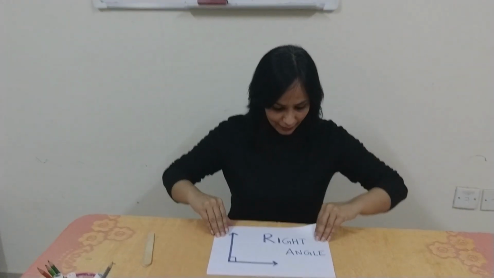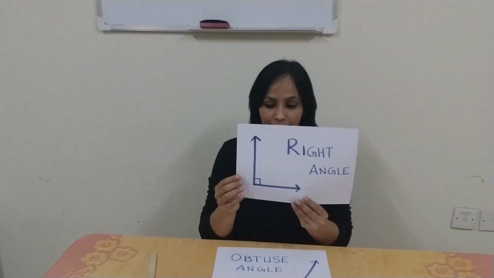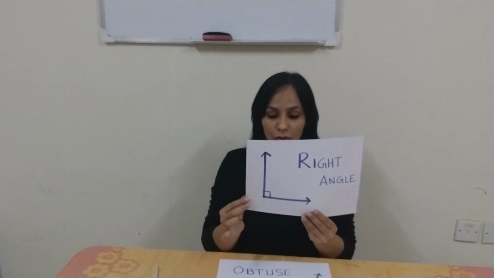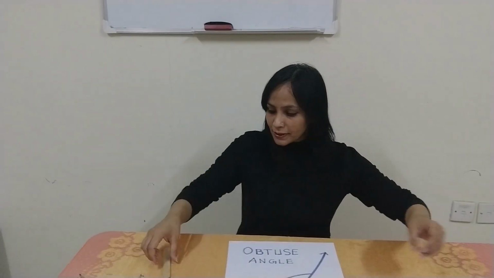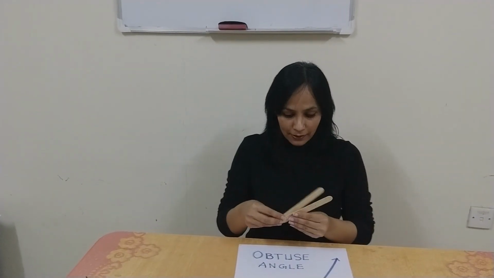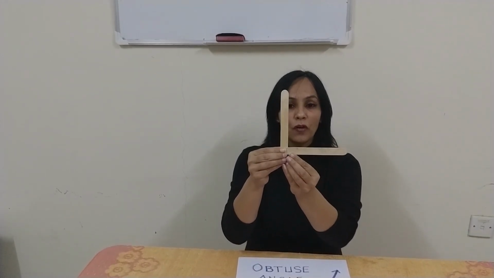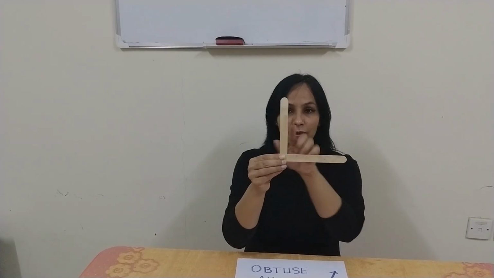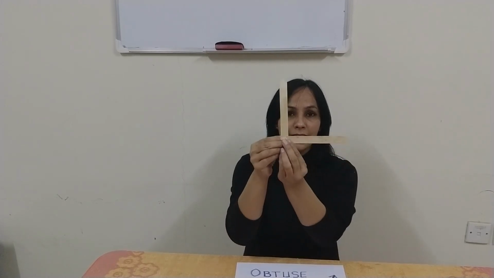Now the first angle in front of you is the right angle. You can see these two rays making a square corner. So this is called a right angle. Now how will you use these sticks to show the right angle? You can put it like this. Now this gives you an image of the letter L. So this is vertical and this is horizontal completely. So this is your right angle.